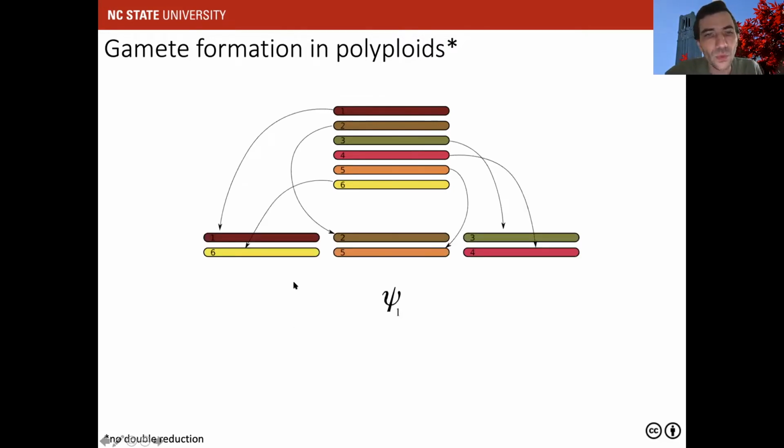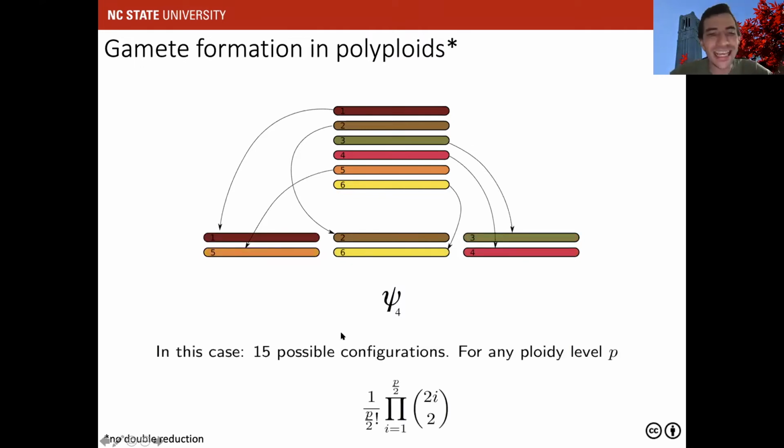Let's say we have this first configuration. So this is a hexaploid, okay? We have 6 possible homologs. And homolog 1 found homolog 2, 2 paired with 5, 3 with 4. This is one possible configuration. In this case, I'm calling this configuration psi 1. Here we have psi 2, where 2 is pairing with 4 and 3 with 5, and so on.